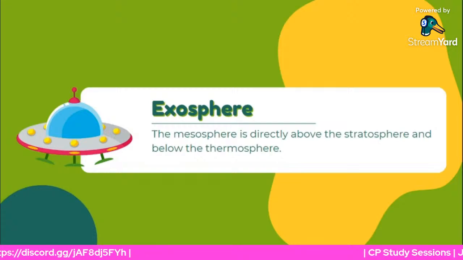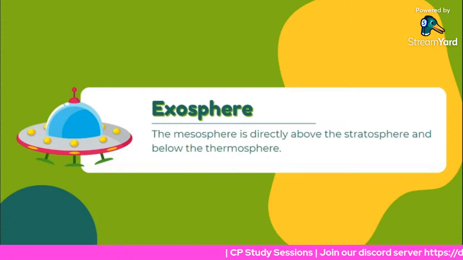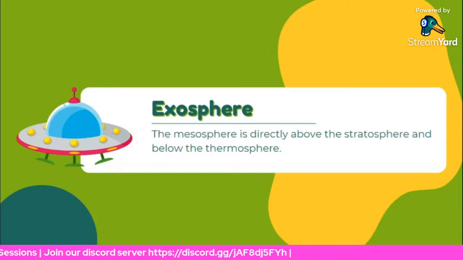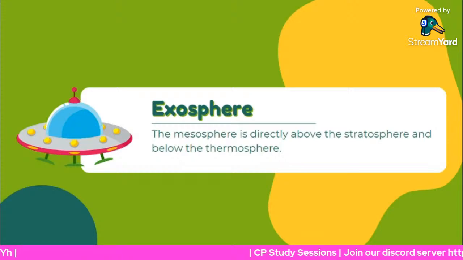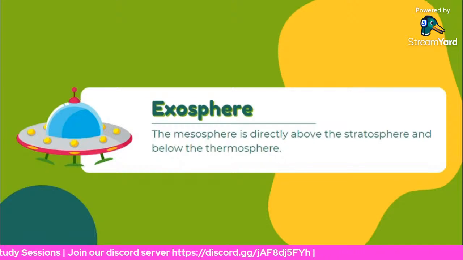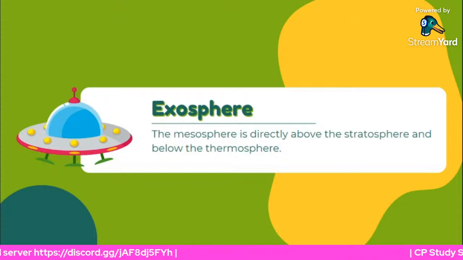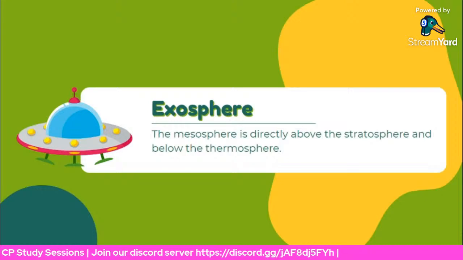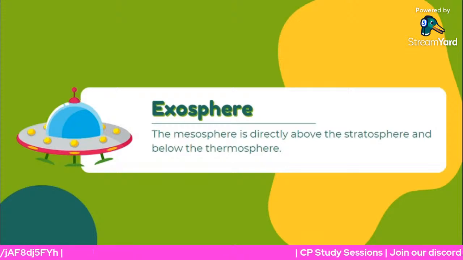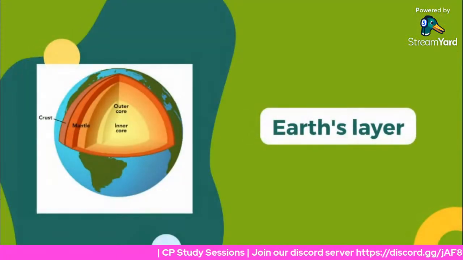And also the layers of the atmosphere, which is the troposphere, the first one, where we can see the clouds. The second one is the stratosphere, that's where we can see the ozone layer. The third one is the mesosphere, where we can see meteors and comets. The fourth one is the thermosphere, where we can see the aurora borealis. And the last one, which is the exosphere, where we can see spacecrafts, spaceships, and some aircrafts. Let's now proceed to the next topic, which is the Earth's layers.